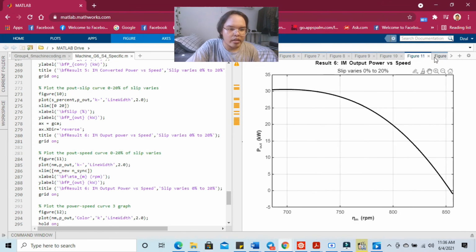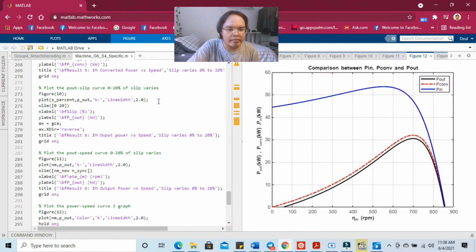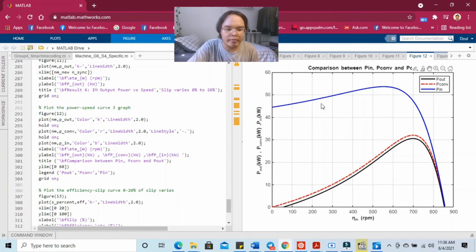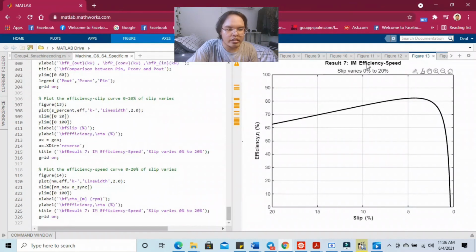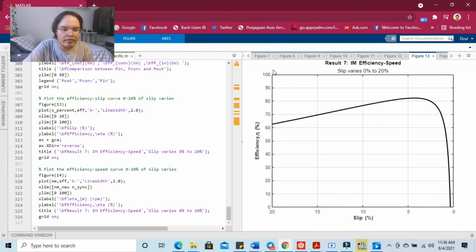Same figure. Figure 12 is the comparison between the input power, converted power, and output power. Figure 13 is efficiency versus speed, in the range of 0 to 100% efficiency, and this is the slip, 20% slip. And figure 14 is in mechanical speed, so it is the same. Okay, that's all.